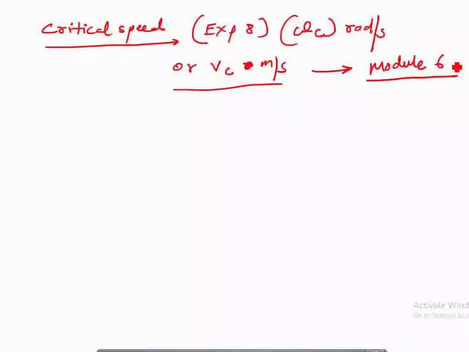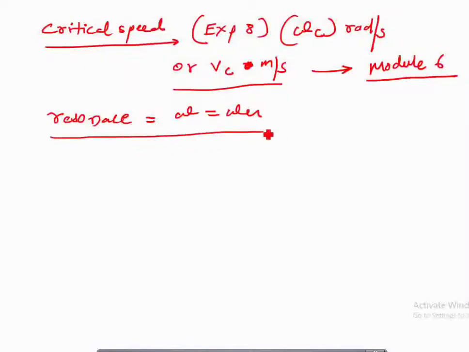What I have explained is that the speed at which resonance occurs is known as the critical speed, right? And what is a resonance condition? The condition at which omega is equal to omega n. So the critical speed is the speed at which omega is equal to omega n, which means omega is equal to omega c. When omega is equal to omega c, this speed is called the critical speed, or you can also call it the speed at which resonance occurs, right?